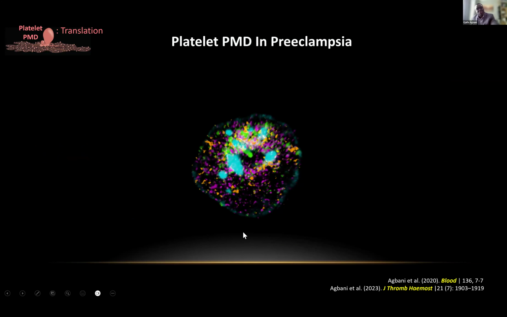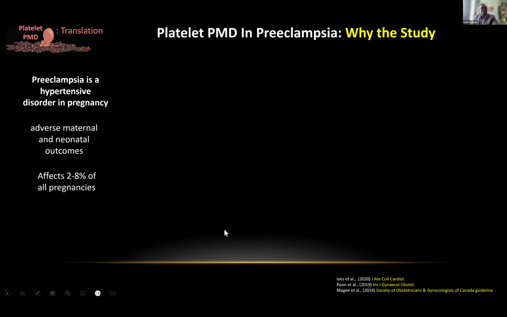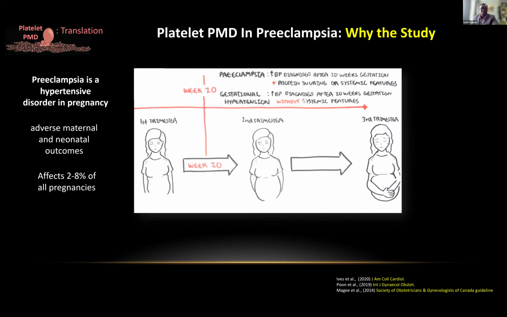Now, the next story I would like to share with you, again, where we try to demonstrate the translational powers of PMD analysis, is in preeclampsia. Preeclampsia is a hypertensive complication of pregnancy. Not good for mother, not good for baby. 18 million pregnancies every year. It is defined as the onset of hypertension at about 20 weeks or so of pregnancy, associated with proteinuria, and is distinguished from gestational hypertension by that.